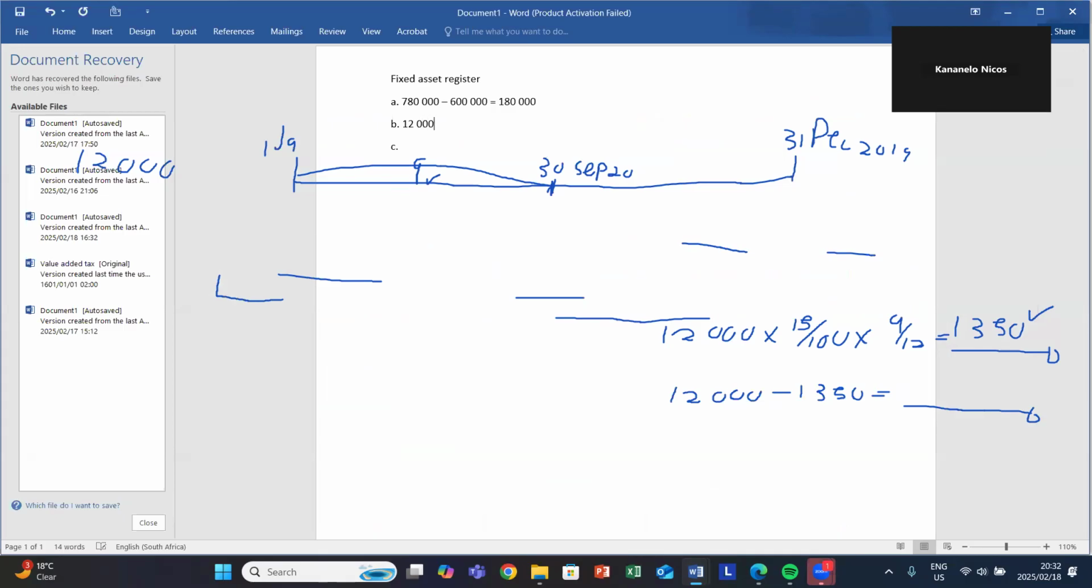Here that will say 12,000, multiply by our rate, 15 over 100.